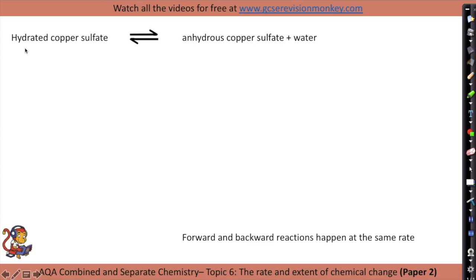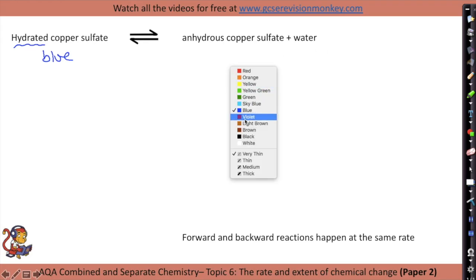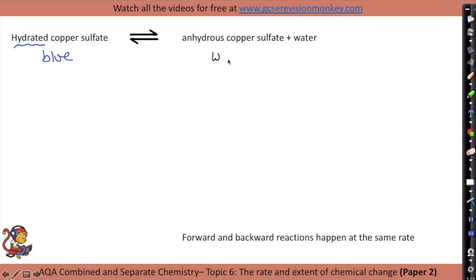In this reaction, we start off with hydrated copper sulfate. Hydrated means with water, so this is blue, it's with water. And this turns into anhydrous copper sulfate, and the water is released. And this over here, I can't write in white, but this is a white powder. But because this reaction is reversible, if you have these two products, they can react again to make the hydrated copper sulfate.